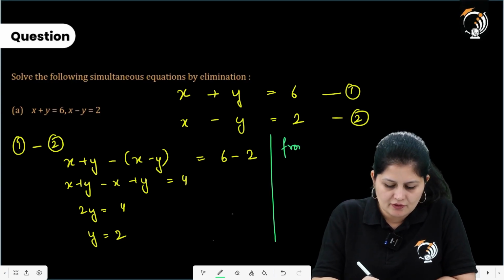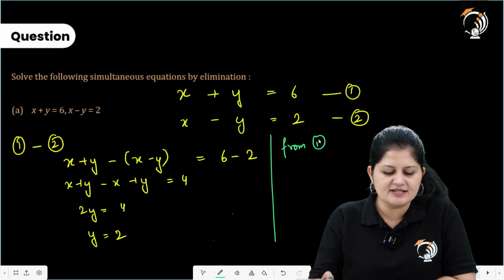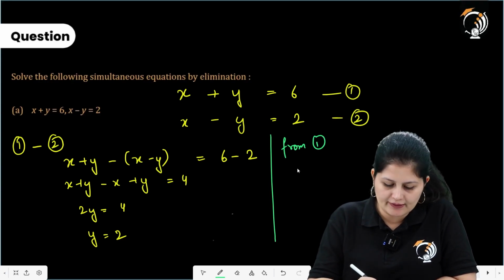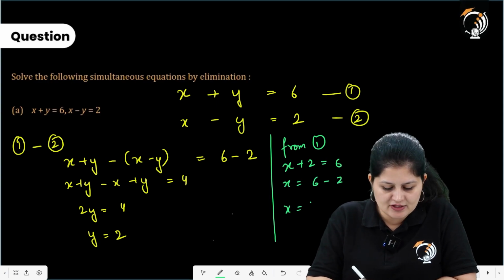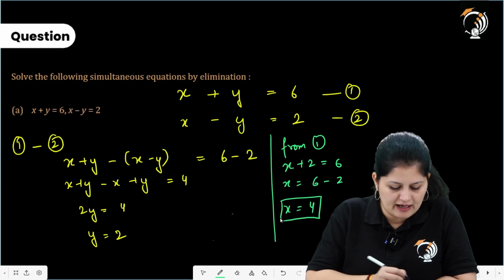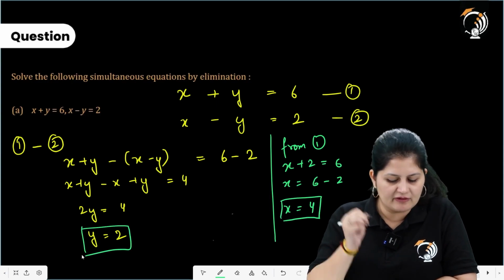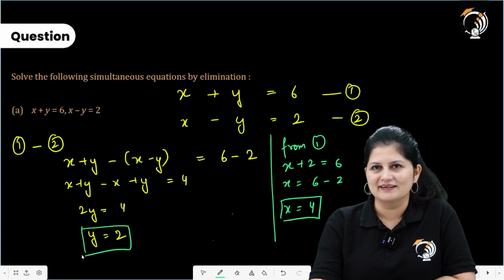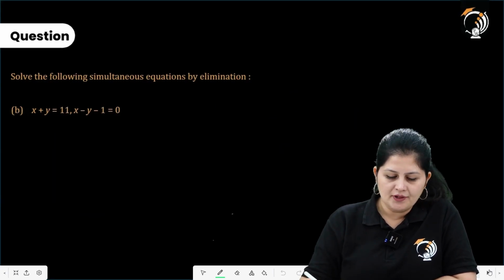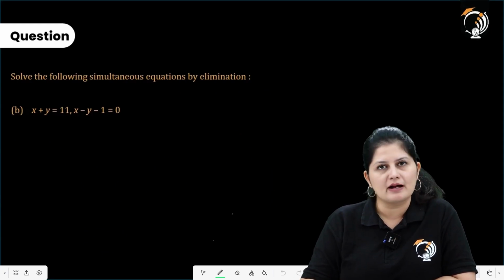So simply from 1, if we put the value of y equal to 2 there, x plus 2 will be equal to 6. So we will get x equal to 6 minus 2, so x is equal to 4. This is how we have solved the equation and got the value of both the variables that was required here. Clear? Now moving to the B sub part of the question.